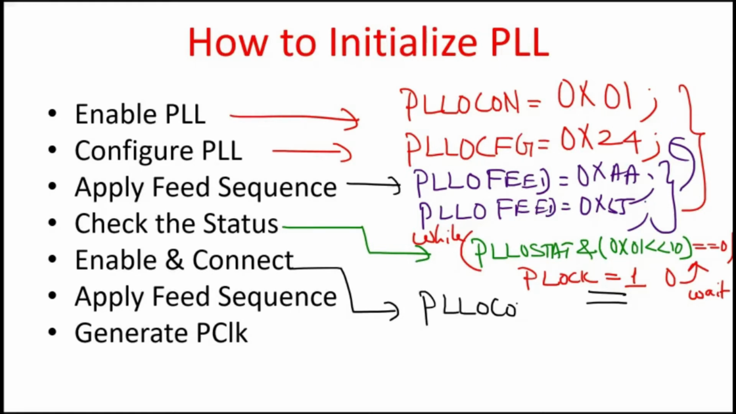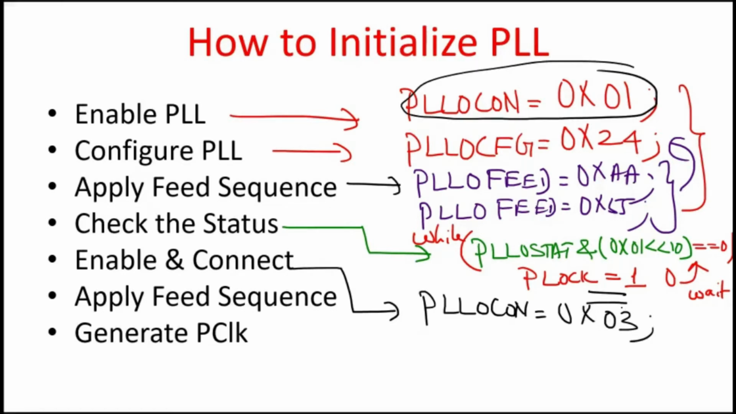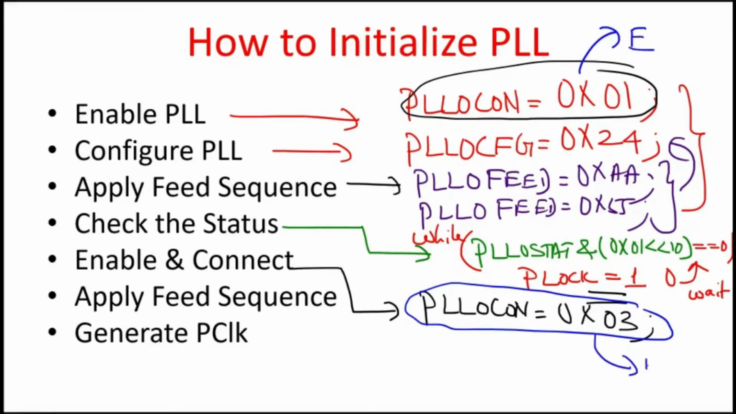PLL0 control is equal to hexadecimal 03. You have to clearly understand the difference between control equal to 01 and control equal to 03. 01 is for enable, 03 is for enable and connect. So that is the difference. So if you are connecting it, again the microcontroller will expect the feed sequence, which you have to provide again.